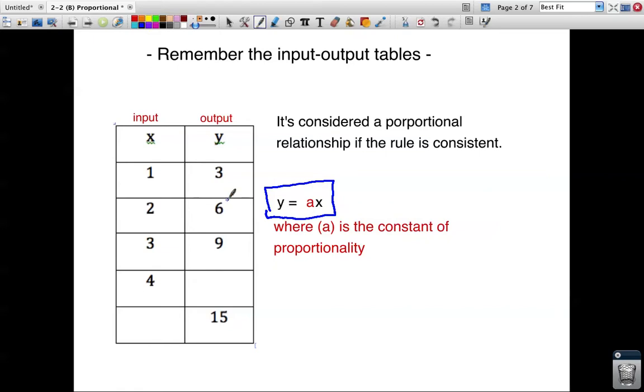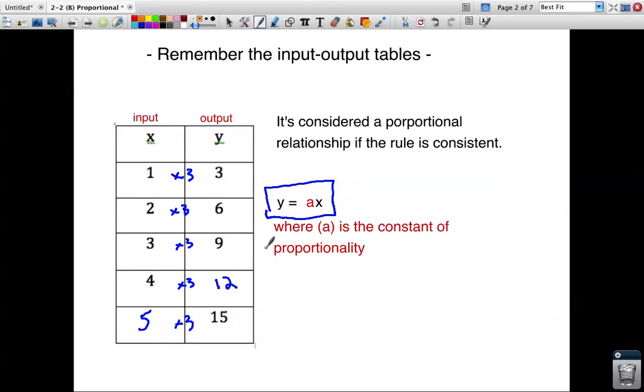So I want to see what's happening with X, with my input, to figure out what my output is. And if I look, I'm multiplying by 3, because 1 times 3 is 3. 2 times 3 is 6. 3 times 3 is 9. So 4 times 3 would be 12. And then what times 3 equals 15? Well, we know that that's 5, because 5 times 3 equals 15.